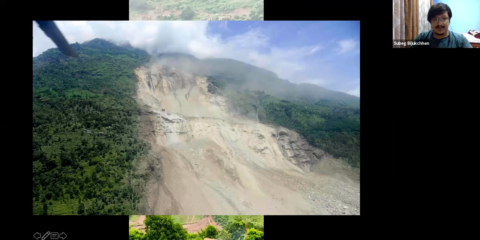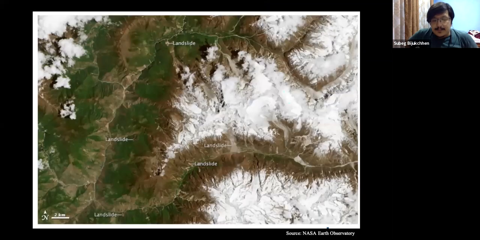So this was Jure, and this was taken from a helicopter. I think this is the rotor of the helicopter. It's a very, very big one. Compare that with this. These are people's houses, two-story, one-story houses, and compare the sheer size of that landslide. So then, how do we monitor landslides?